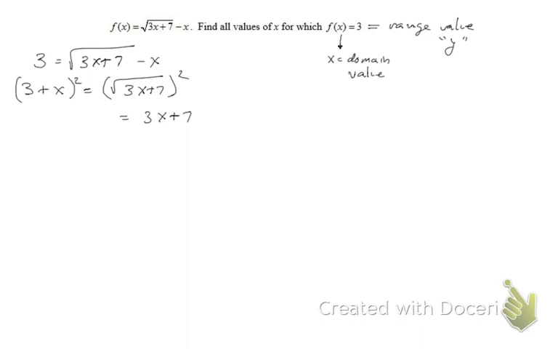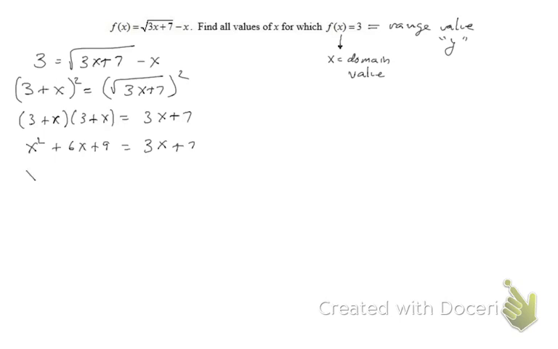And on the left-hand side, be really careful. When you square 3 plus x, you're not going to get 9 plus x squared. You should write the binomial 3 plus x twice, and then distribute to simplify the left-hand side. When you simplify the left, you're going to get x squared plus 6x plus 9 is equal to, on the right, 3x plus 7.